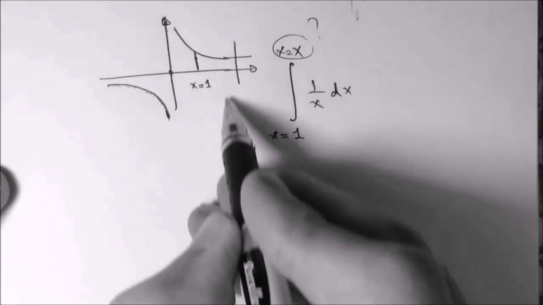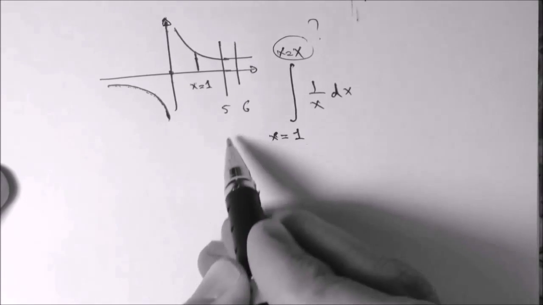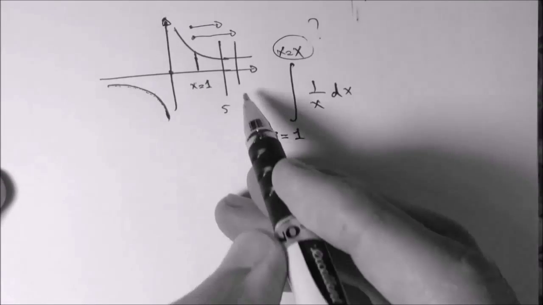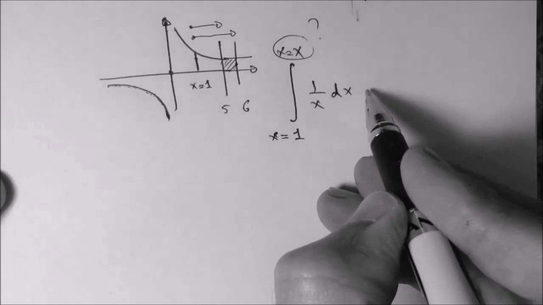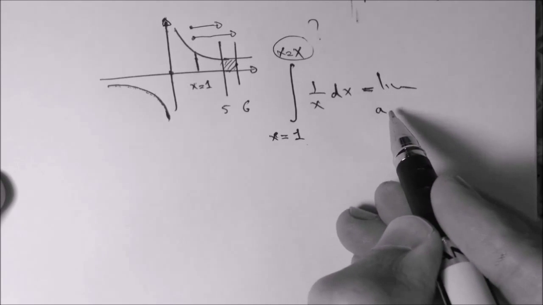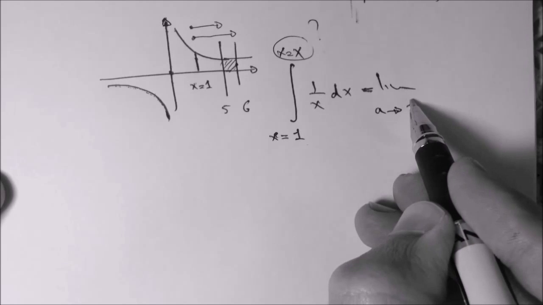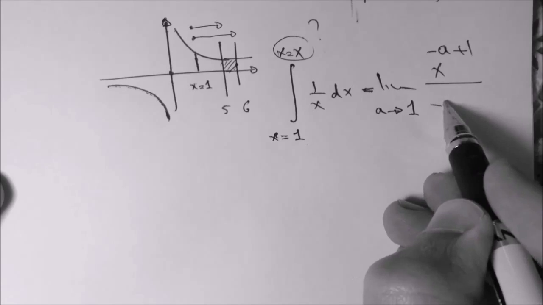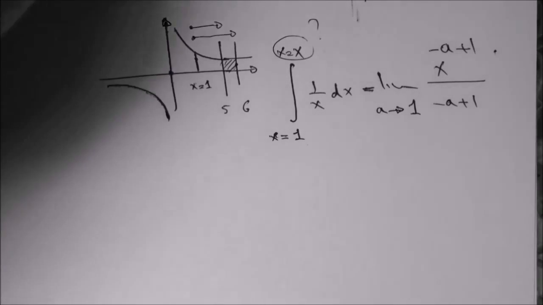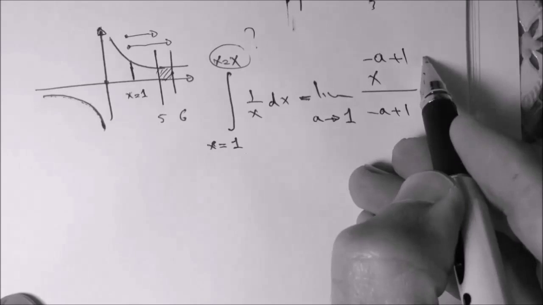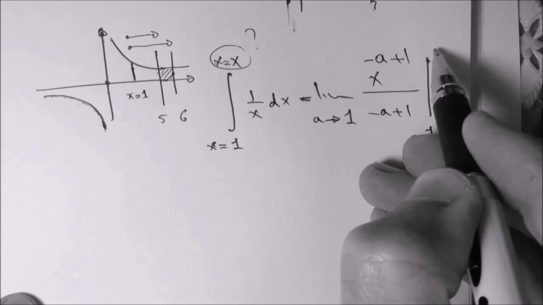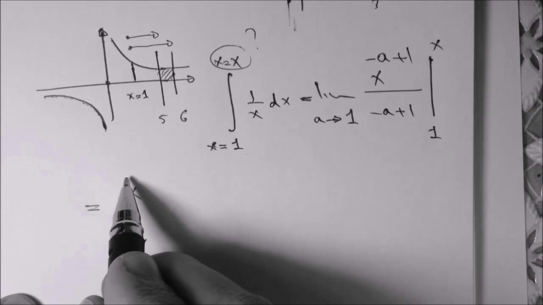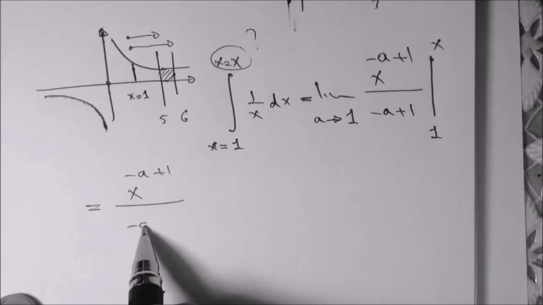So if one wants to find the area from 5 to 6, he will find the area from 1 to 6 and the area from 1 to 5, and subtract the two areas to get the required area. So we earlier found that this equals limit a approaches 1 of x to the power of minus a plus 1 over minus a plus 1. Now we substitute the limits of this function, which are 1 and x. So we get x to the power of minus a plus 1 over minus a plus 1.